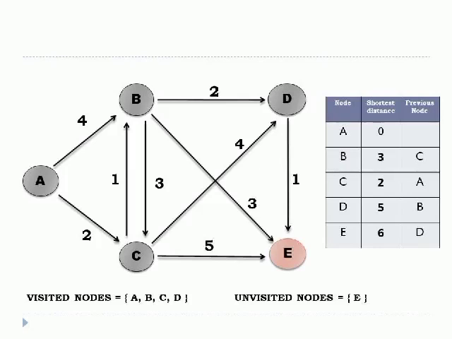This leaves us with the node E. Since E has no unvisited neighbors, we're done here, and we can mark E as finished and put it to the visited nodes. And in our table, we have some important information about this graph. We now have the shortest distance from A to every other node in this graph, and we have the previous node, which helps us to reconstruct the shortest path.